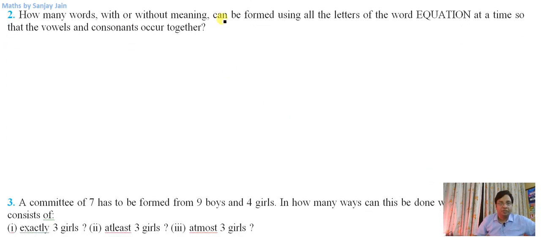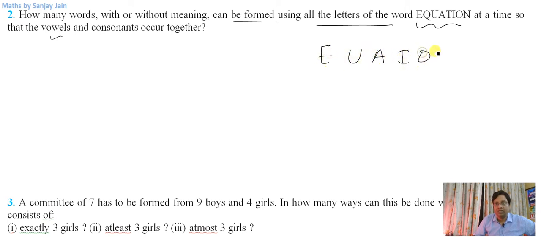How many words with or without meaning can be formed by using all the letters of the word equation at a time so that the vowels and consonants occur together? So let me tie the vowels together. What are the vowels? E, U, A, I, O. So I have got all the five vowels in this word. And then consonants are Q, T and N.